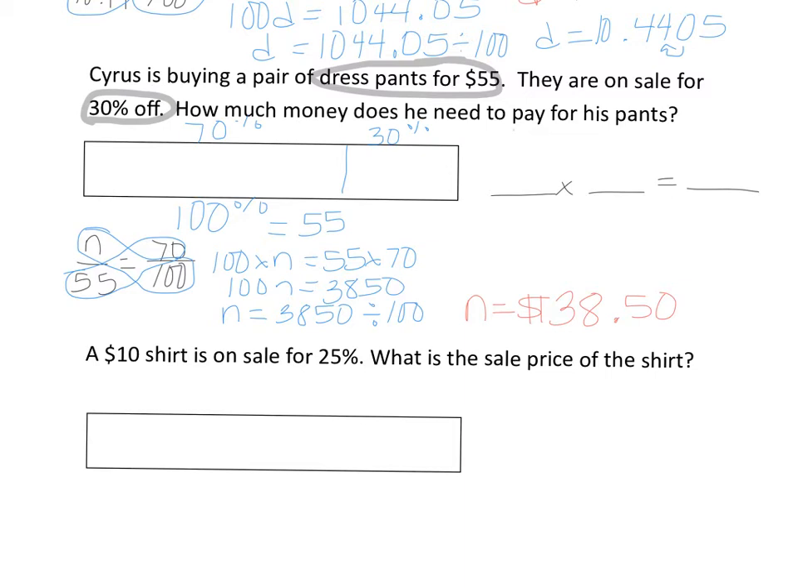If we chose to do this in the equation, once again, we're paying 70% because he's getting 30% off. To make it a decimal, move it 2 places to the left, which is 0.70. The entire amount of the pants is $55. And we're looking for the part. To get the answer, you just multiply 55 times 0.70.